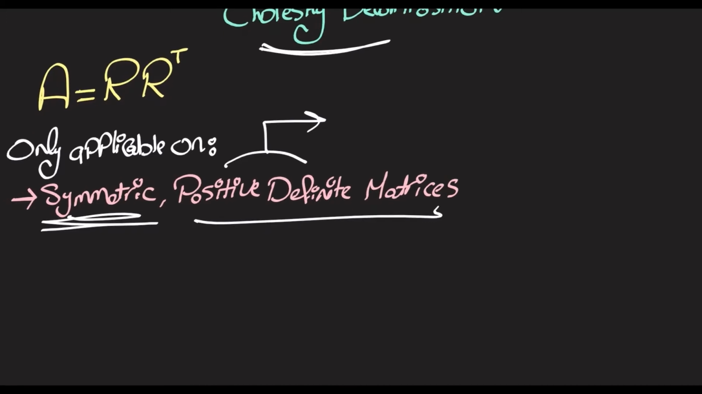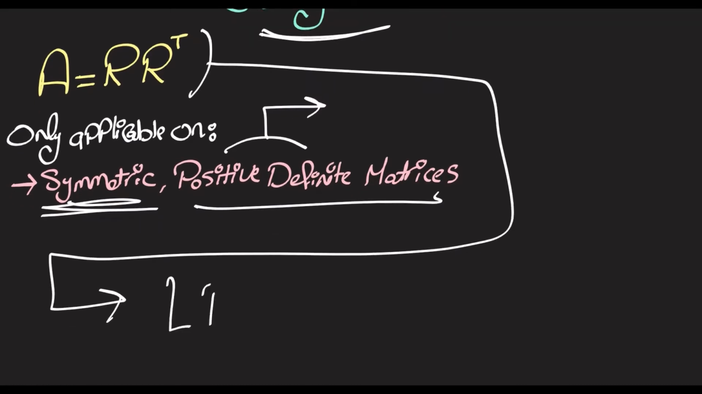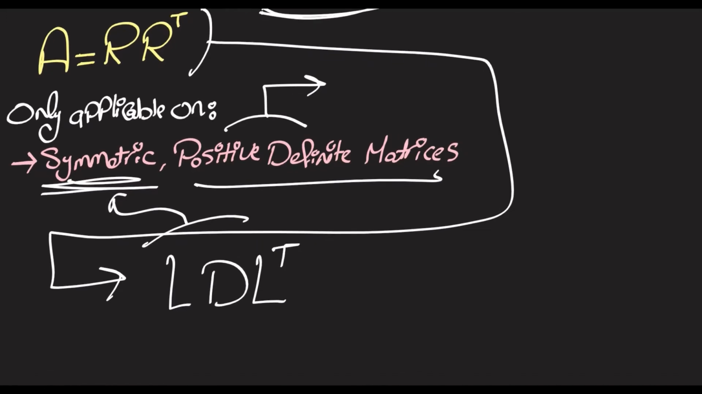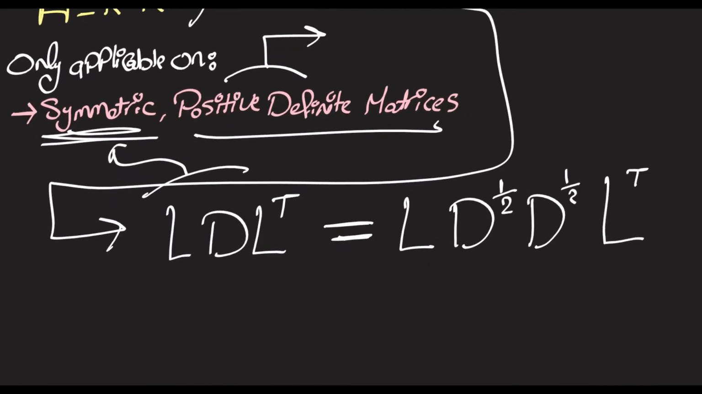So let us try to obtain this Cholesky decomposition from the LDL transpose decomposition, which was only applicable on symmetric matrices. Okay, what we can basically do is write down L D to the power of half multiplied by D to the power of half L transpose. And now if we look at this, we can call this R, and if we call this R, then this is gonna be R transpose.